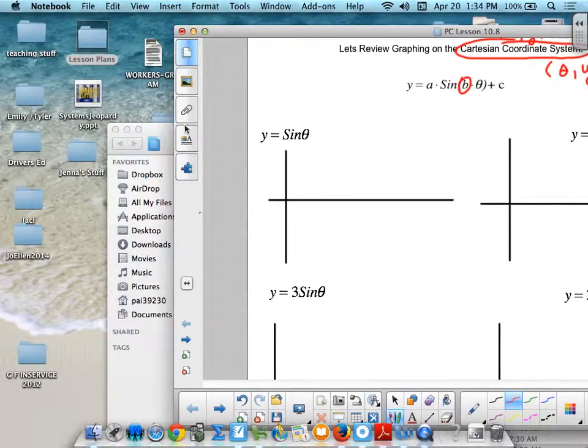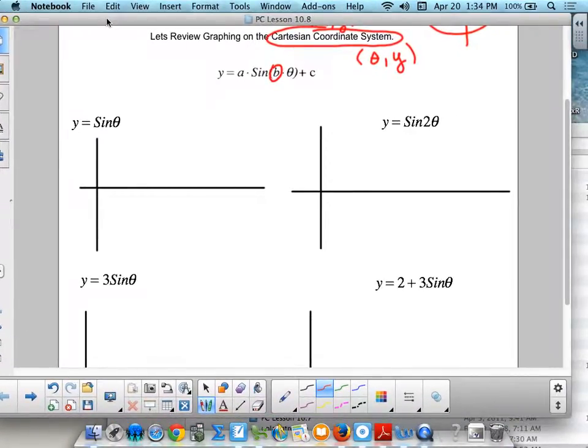Okay, so that's what B does. What does this A do? What does A do? How far up and down? Okay, another name for how far up and down is amplitude. What does B do? B changes the period.